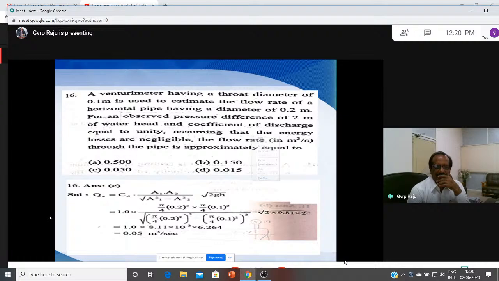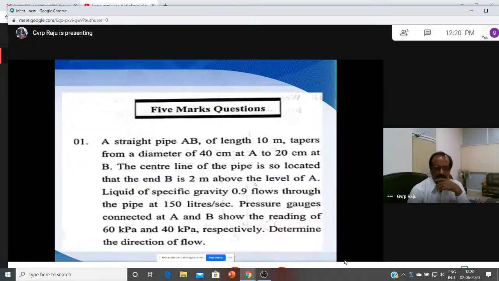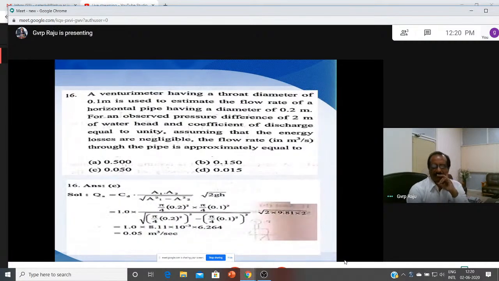And the pressure difference of 2 meters of water head. He has given directly water head, not mercury head. Mercury head means you need to convert that 2 into S by S1 minus 1. Again, he has given it in water head. You see this carefully. Otherwise, students will use 2 into S by S1 minus 1, the problem will go wrong, and they will get an upset result.